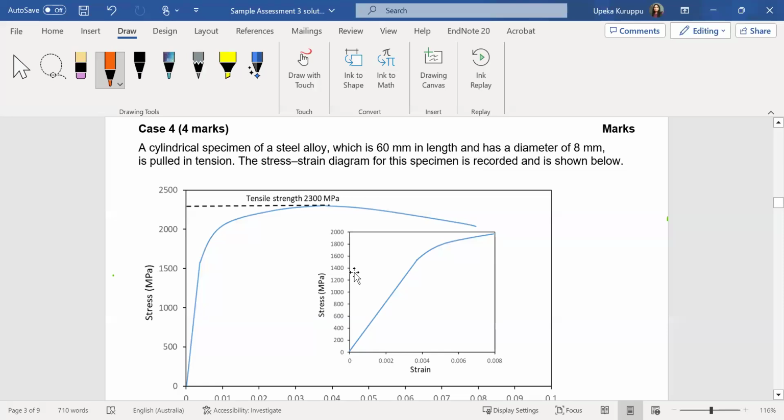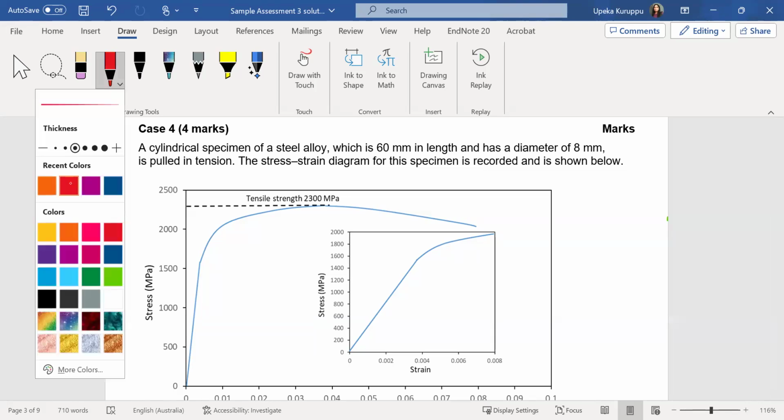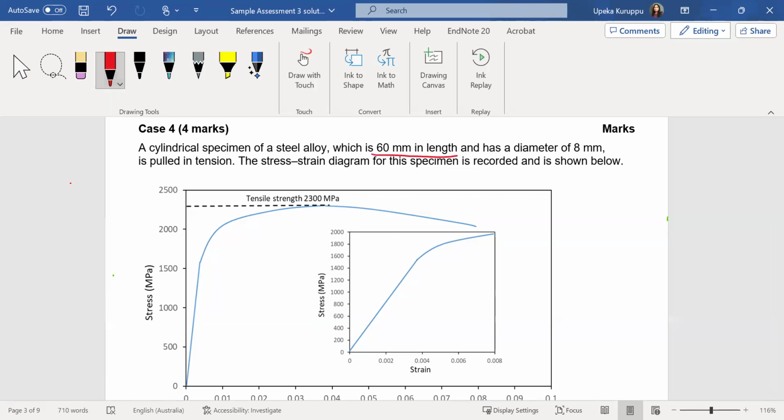Can you go to this question? You remember this? We did the practical as well in this one. So what does the question say? A cylindrical specimen of steel alloy, with initial length L naught and initial diameter given to us, is pulled in tension. The stress strain diagram is given below.